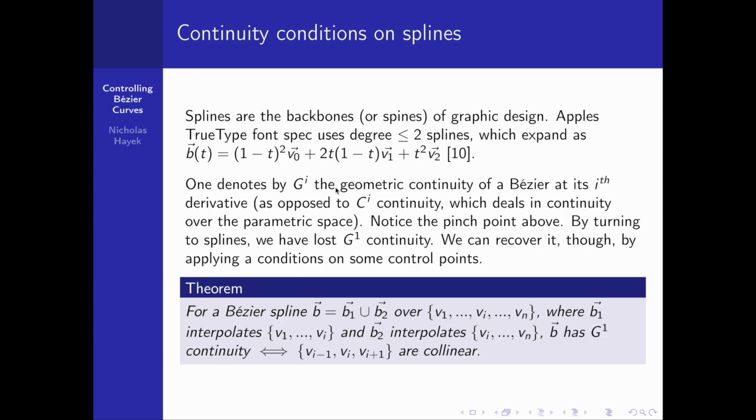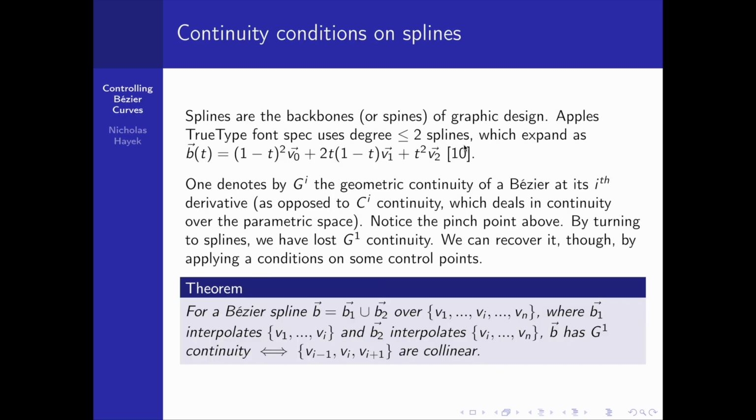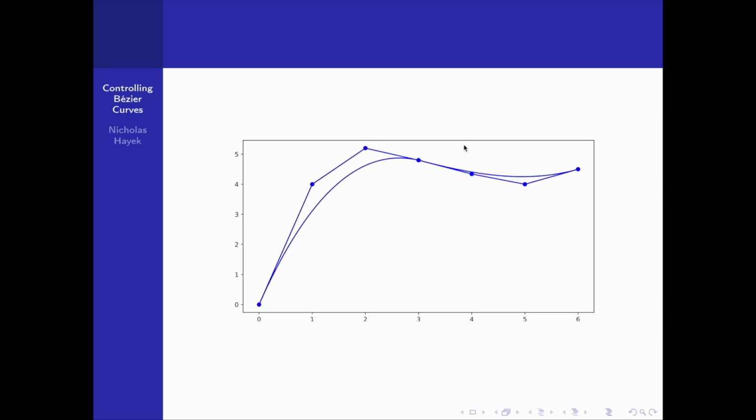The theorem is that if we make these surrounding points collinear, just the immediately surrounding points of a joint, then we will remove that pinch point. We will gain C1 continuity. And this is if and only if. And so this is what that looks like. We have the first part of the spline and the second part of the spline, and if you take away this control polygon, it almost looks like there is no spline at all. It's nice and smooth and doesn't look out of the ordinary.